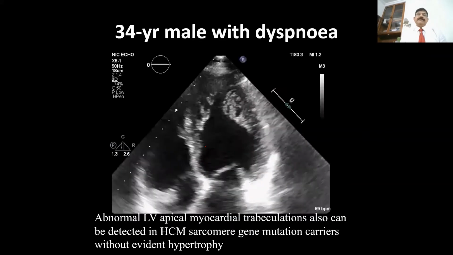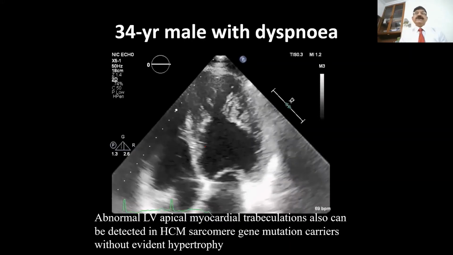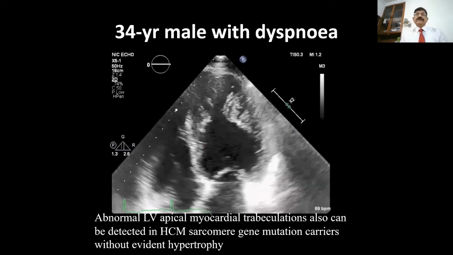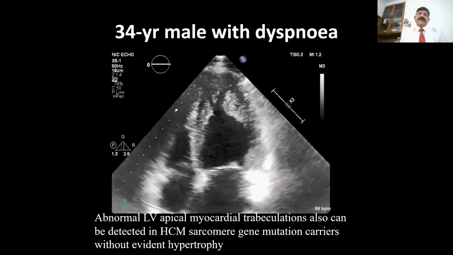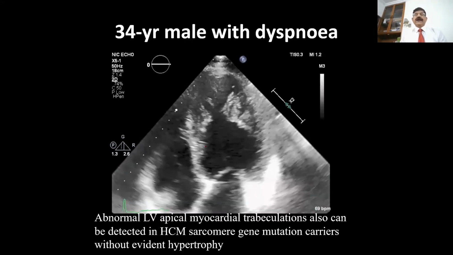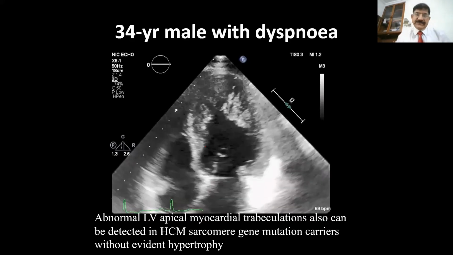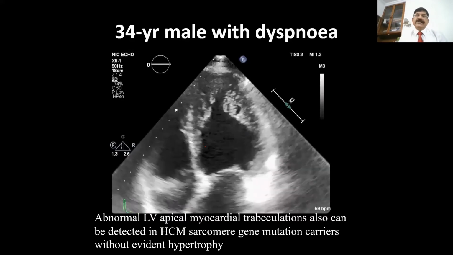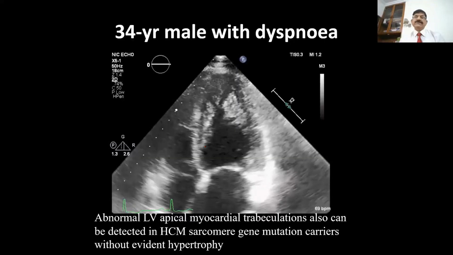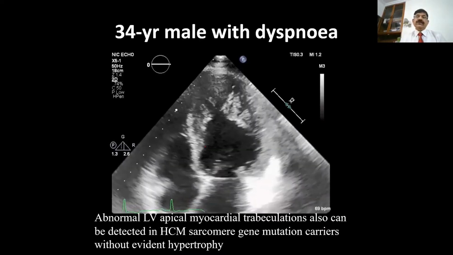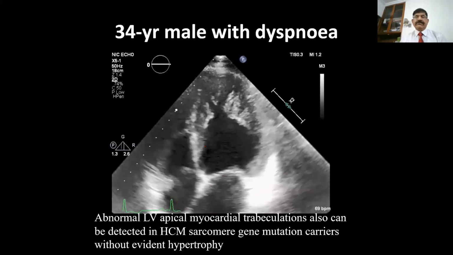Let me show you another picture before we come to this main topic. This is a 34-year-old male with dyspnea. Now, look at this 4-chamber view carefully and look at the distal half of the left ventricular cavity. Apparently, there is increased wall thickness in mid segments. But if you look carefully, it is not the muscle which is thick. These are all big trabeculations.